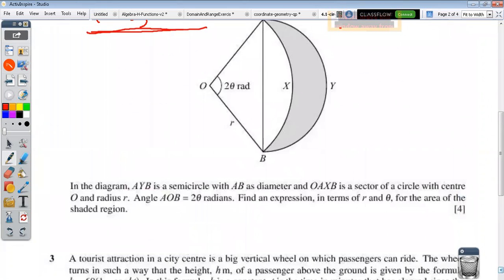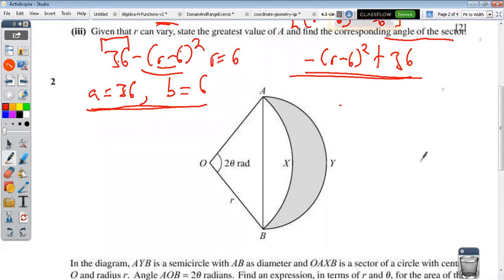Now look at this. You have to apply your O level. Now in the diagram, AYB is a semicircle with AB as diameter. AYB, AB is diameter. AYB is a semicircle. Let's see the semicircle that they're talking about. I can't see clearly. AYB, okay. And this is the diameter. Now I see what they're talking about.